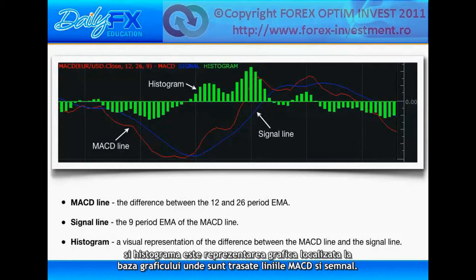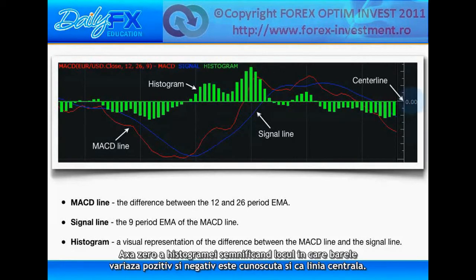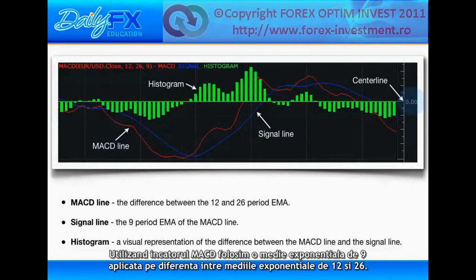And finally, the histogram is simply a bar chart located at the bottom of the chart where the MACD and MACD signal lines are plotted. The histogram is a visual representation of the difference between the MACD and the MACD signal line. The 0 point of the histogram, meaning the point where the bars cross above and below, is referred to as the center line. When using the MACD indicator, we're therefore noting the difference between a 12-period exponential moving average and a 26-period exponential moving average, and placing a 9-period exponential moving average on that difference.